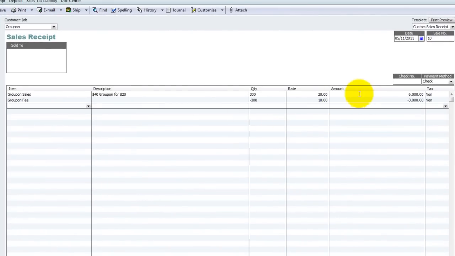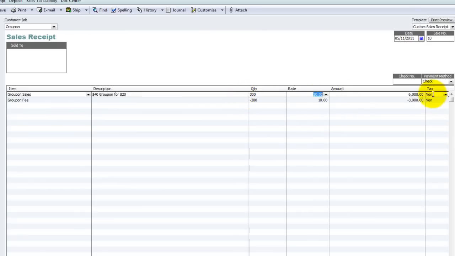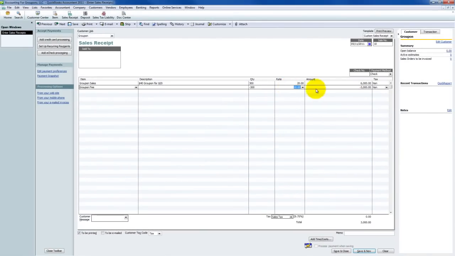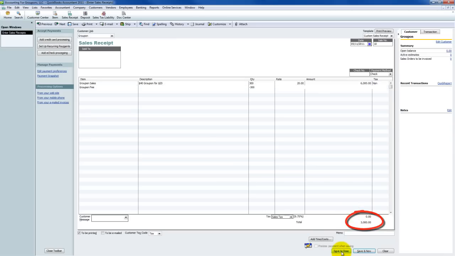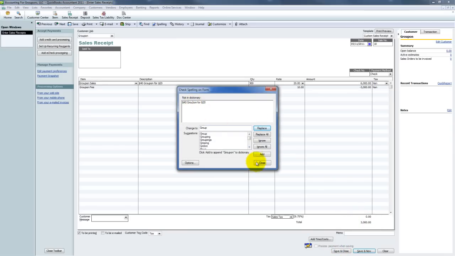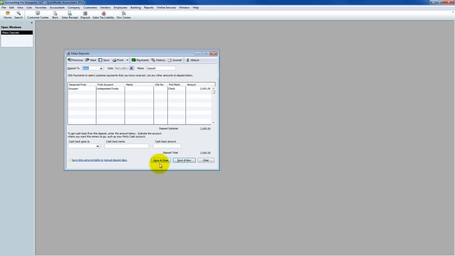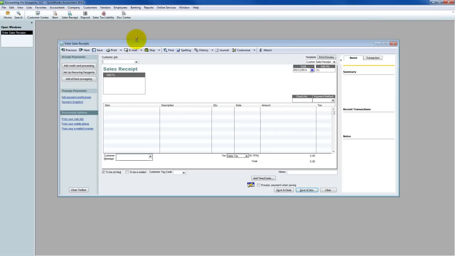But this is how you would record the initial sale. You've got a quantity of 300 at $20 a piece for a gross sale proceeds of $6,000. $10 on those 300 is being paid to Groupon in fees. That's a minus $3,000 there. So your net proceeds on the initial sale is $3,000, all non-taxable. So let's save this, save and close. Spell check doesn't know what Groupon is yet. I'm sure they'll be adding that into the dictionaries very soon. We check this off, bring in our sale proceeds of $3,000 to deposit into the bank, and we're done with that part.